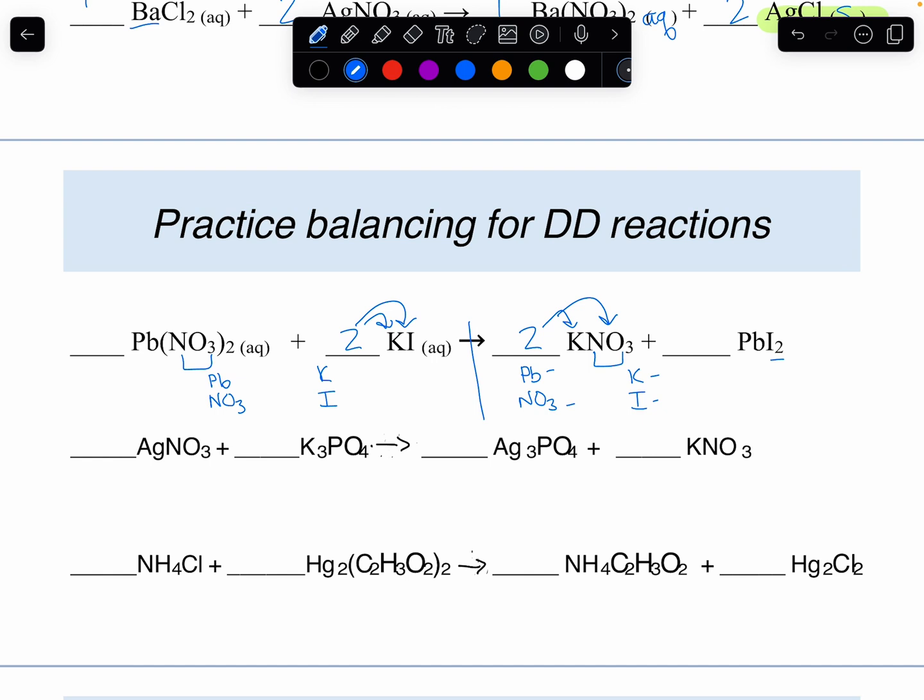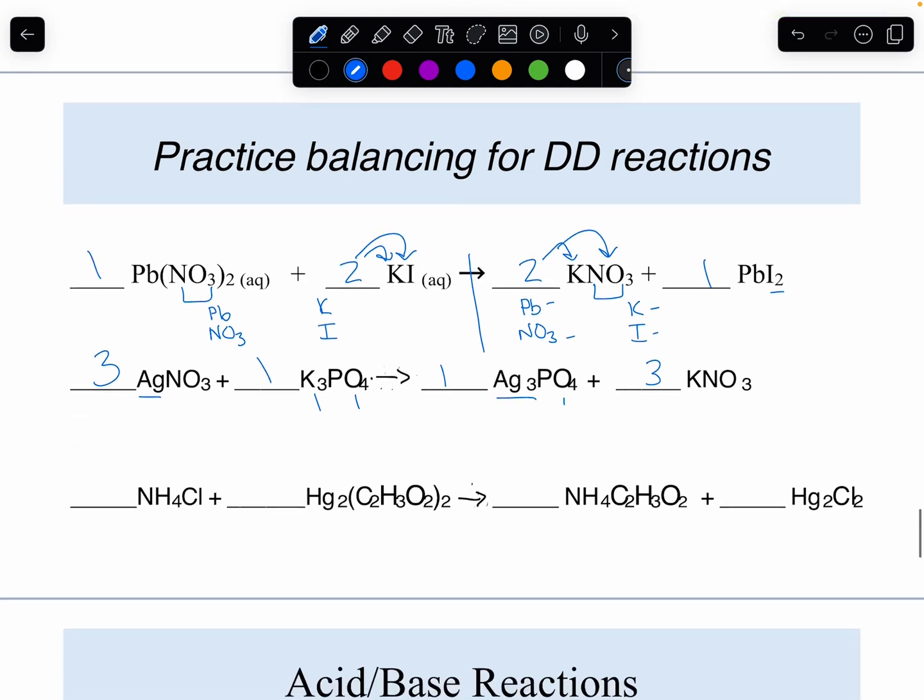It's just very helpful. So I see 1 Ag, I see 3 over here. I'm going to put a 3. Remember that 3 then goes to the NO3. Put a 3 for the NO3. 3 Ks. 1 set of PO4, 1 set of PO4.